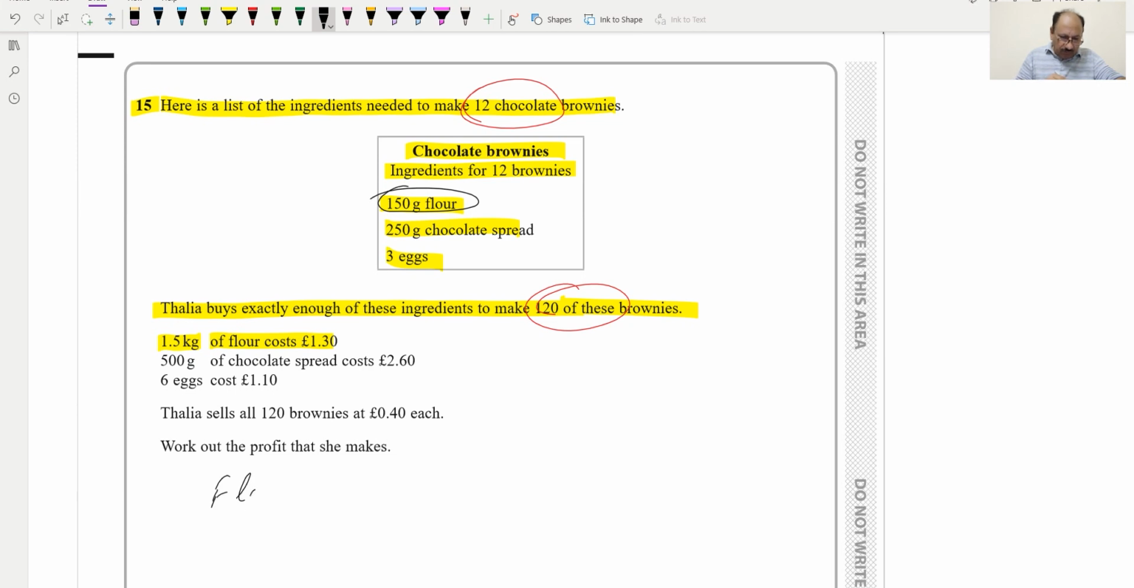So this will be flour, 150 grams for 12. For 120 we will multiply by 10, so it will be 1500 grams, which is equal to 1.5 kg, and 1.5 kg costs 1.30 pounds. This is what we have done for the flour case.